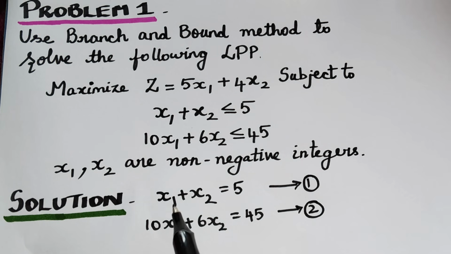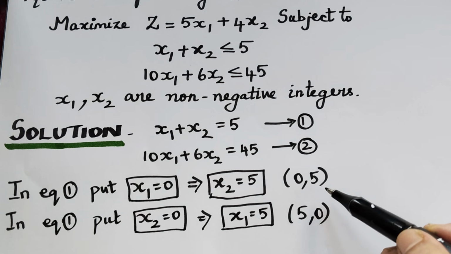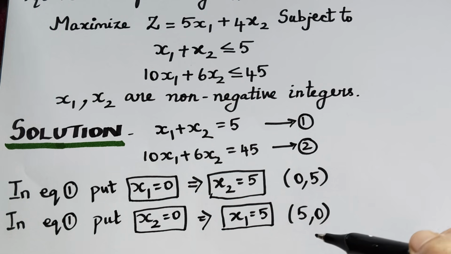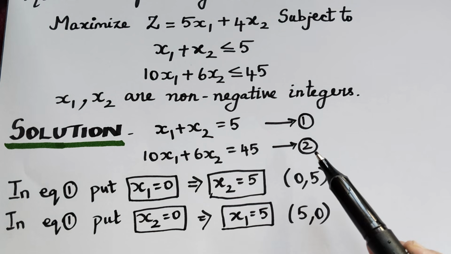Now, in order to find where the first constraint touches the x2 axis, we have to put x1 as 0. And in order to find the first constraint touching the x1 axis, we have to put x2 as 0. So let us put x1 as 0 first and see what is the value of x2, and then we have to put x2 as 0 and find the value of x1. By doing so, we obtain the points 0, 5 which touches the x2 axis and 5, 0 which touches the x1 axis. In a similar way, we should do the same for the second constraint also.